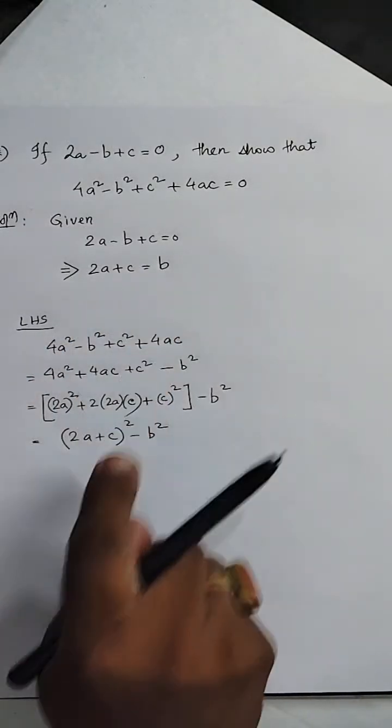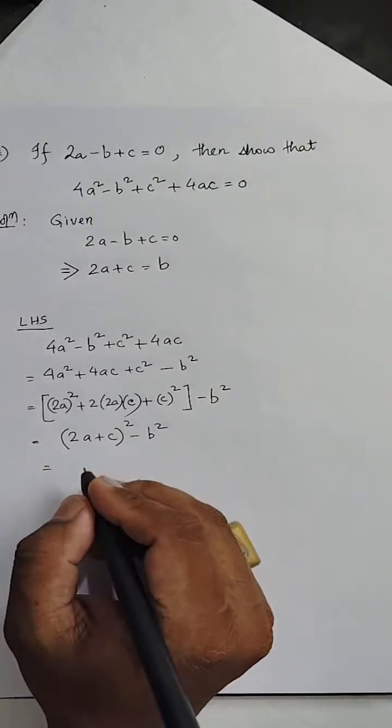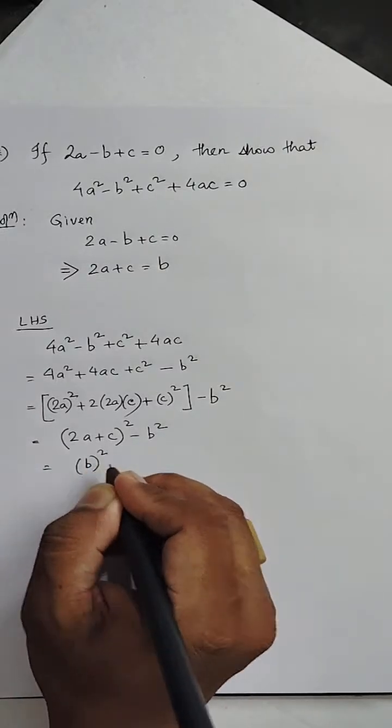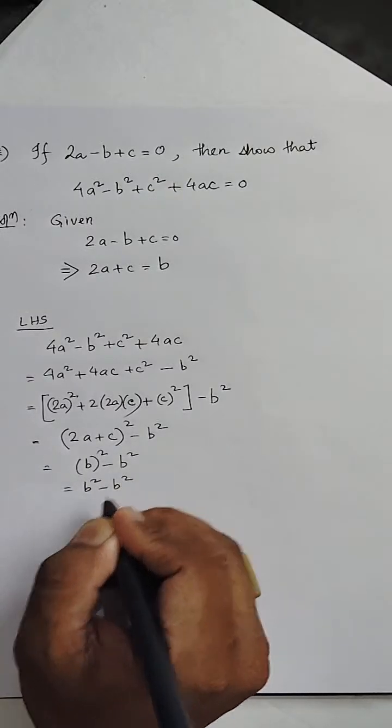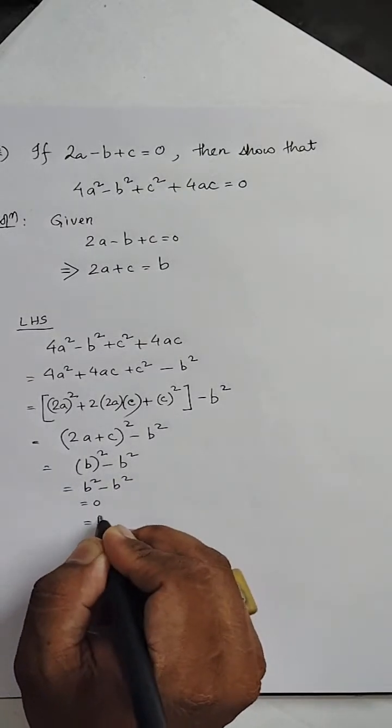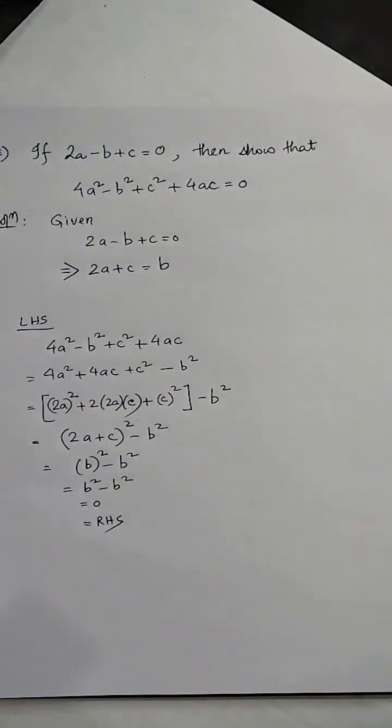So we'll use this value here. So this is b whole square minus b square. So this is b whole square is b square minus b square is 0. So this is equal to our right hand side.